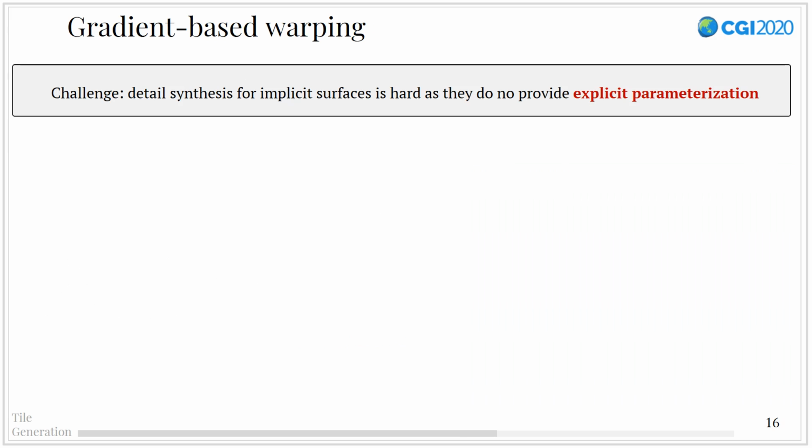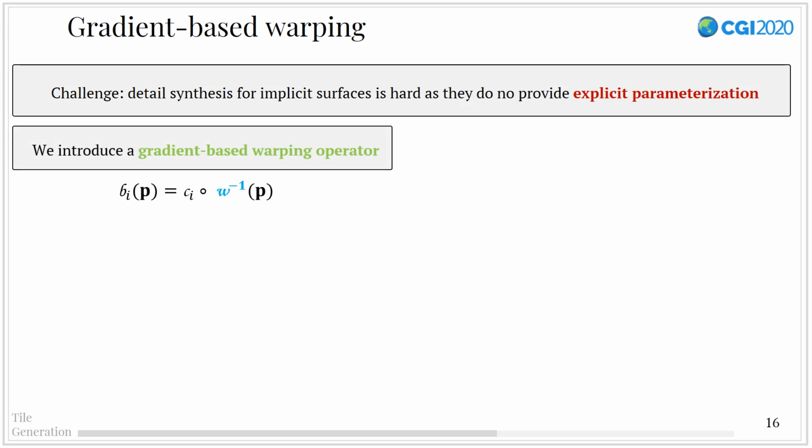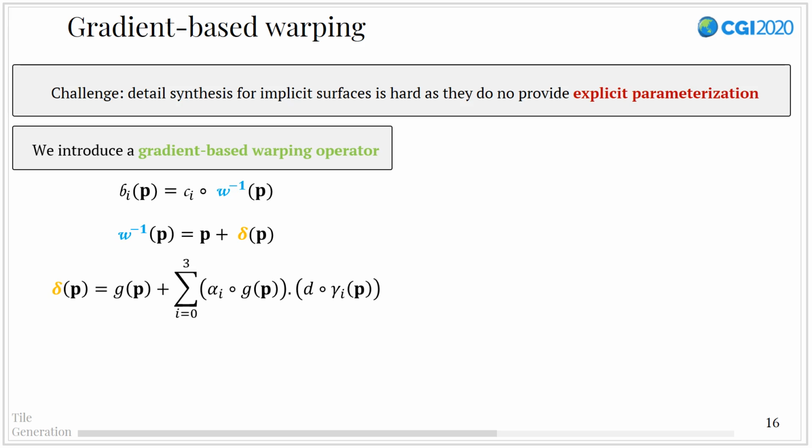Adding surface details to implicit surfaces is challenging, as they do not provide an explicit parameterization. To solve this issue, we introduce a new gradient-based warping operator inspired by triplanar mapping already done on meshes. Our operator does not require an explicit parameterization and works with any implicit surface model. It is applied to every block and introduces small-scale volumetric details as displacements that enhance the model. The operator is defined as a warping, with delta transforming the point P along the direction of the gradients. It is itself defined with the following equation.